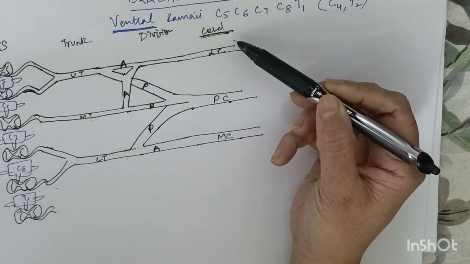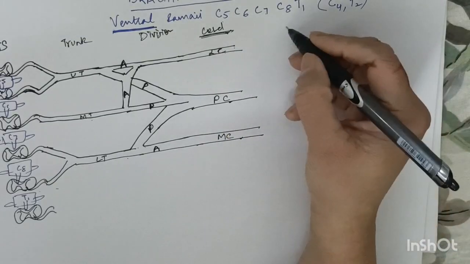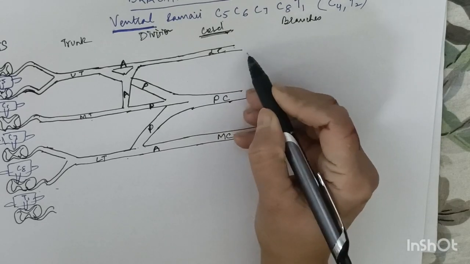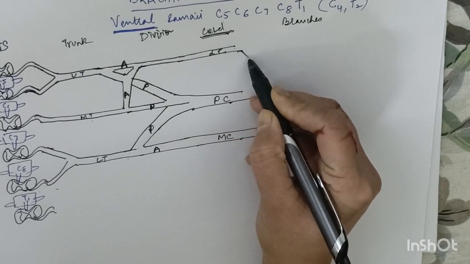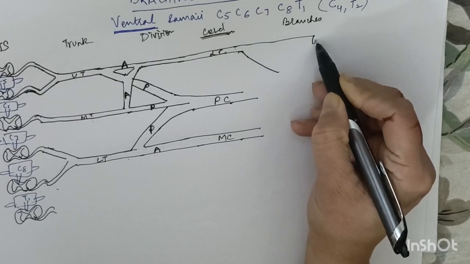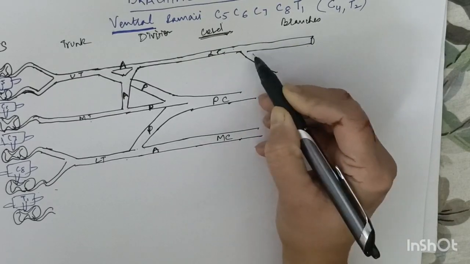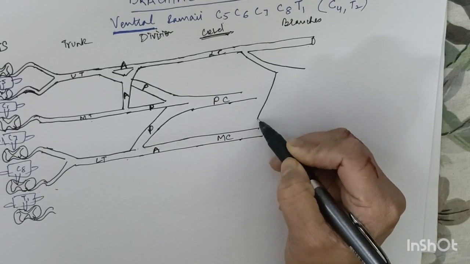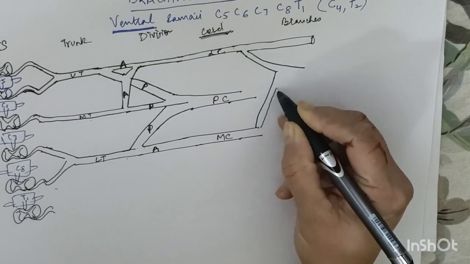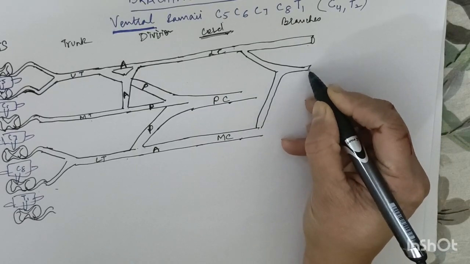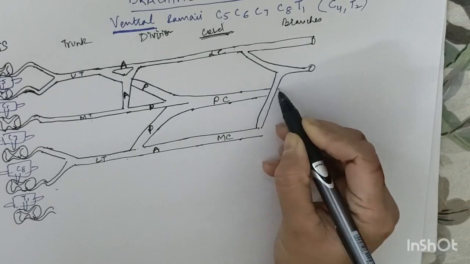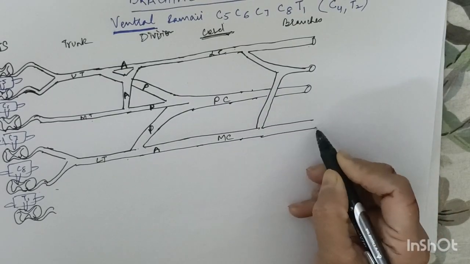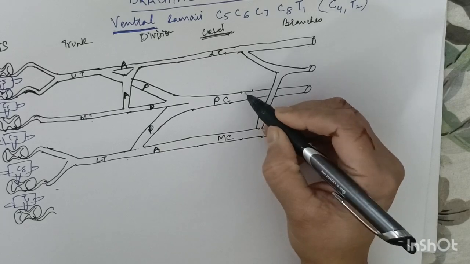Now the cords are formed. After the formation of cords, it goes on to form branches. As you remember, they are divided again into fibers. It forms various branches, like we will be showing you here. These are the branches which have been formed.